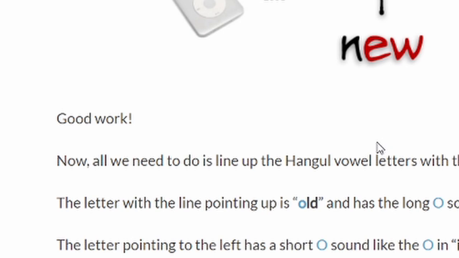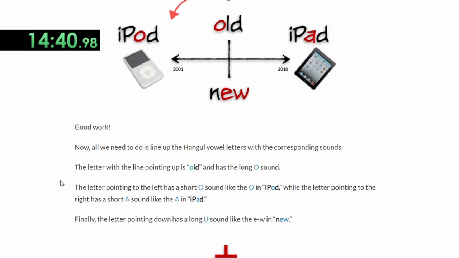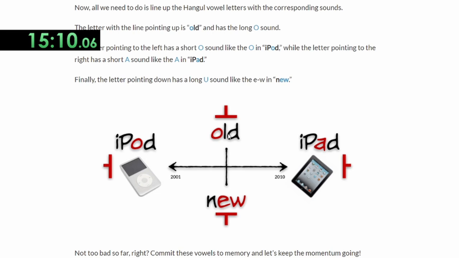Now all we need to do is line up the Hangul vowels with the corresponding sounds. The letter with the line pointing up is the one with the long O sound. The letter pointing to the left has a short O sound, like the O in iPod, while the letter pointing to the right has a short A sound, like the A in iPad. Finally, the letter pointing down has a long U sound, like the U in new, and O says its name.